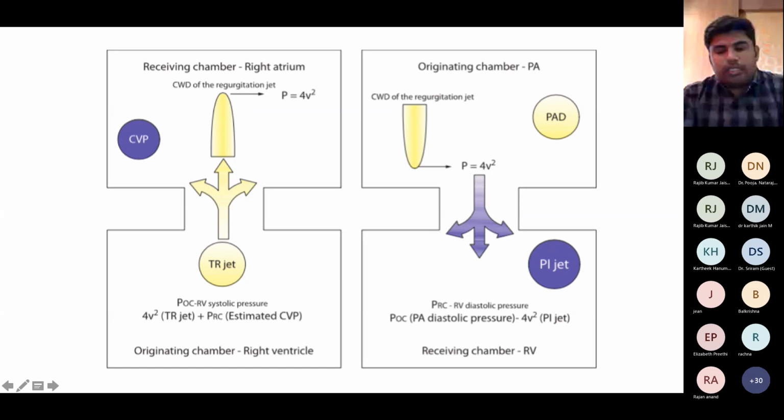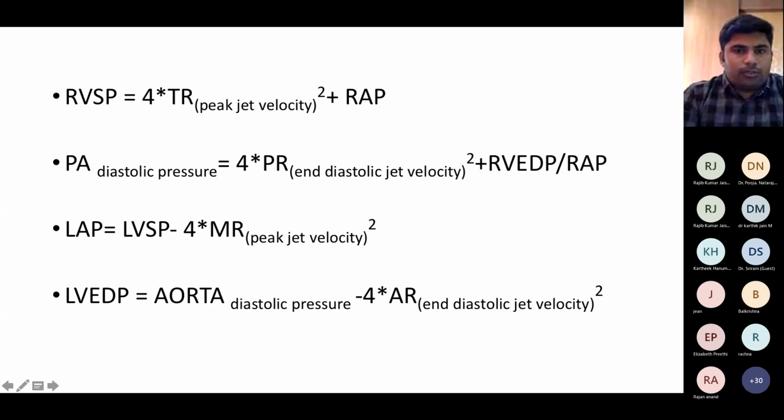So, by integrating the regurgitation jet and measuring the end diastolic velocity by using Bernoulli's method, we can measure the pressure difference at the end diastole between the pulmonary artery and the right ventricle. And this can be used to measure pulmonary artery diastolic pressure, as you see here. So this is the formula used for measuring pulmonary artery diastolic pressure. The right atrial pressure is used as a surrogate for right ventricular end diastolic pressure.